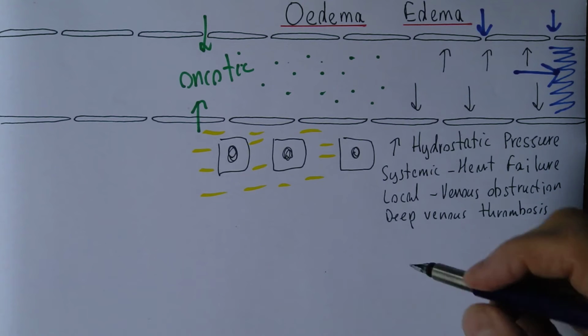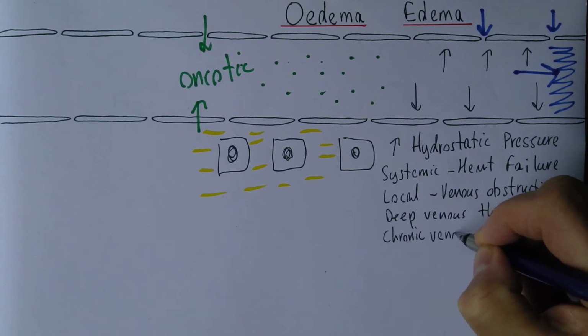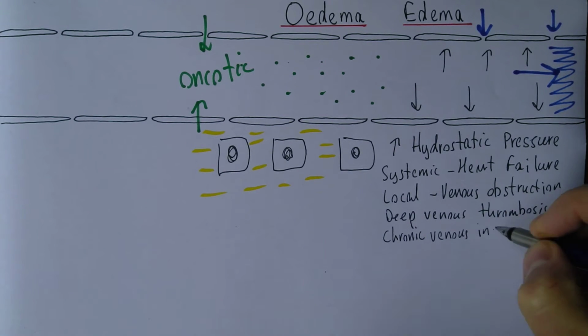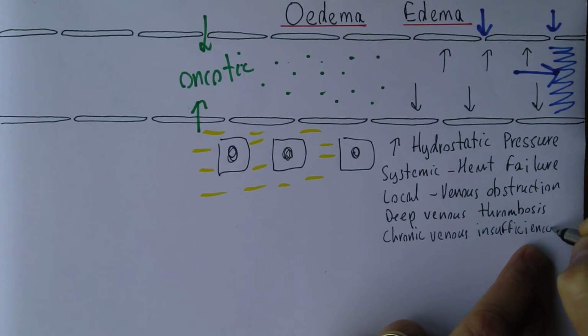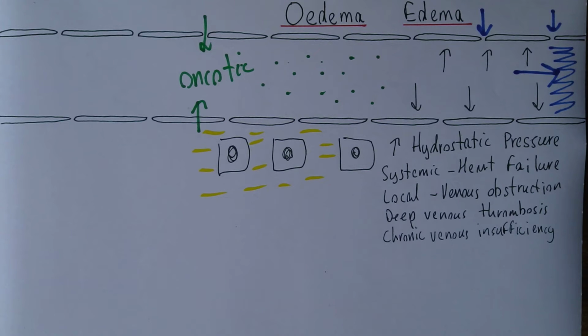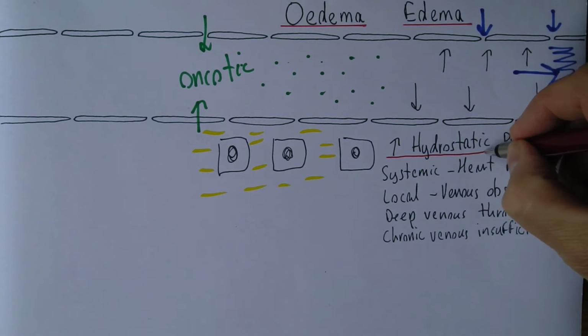Or there could be a chronic venous obstruction, as we get in chronic venous insufficiency, very often caused by failure of the valvular system in the larger veins. But again, if the blood's damming back into the larger veins, it's going to dam back into the capillaries and it's going to increase hydrostatic pressure. So that's my first cause of edema, increased hydrostatic pressure.